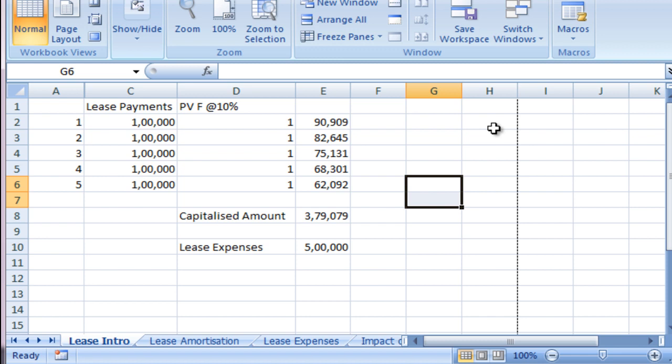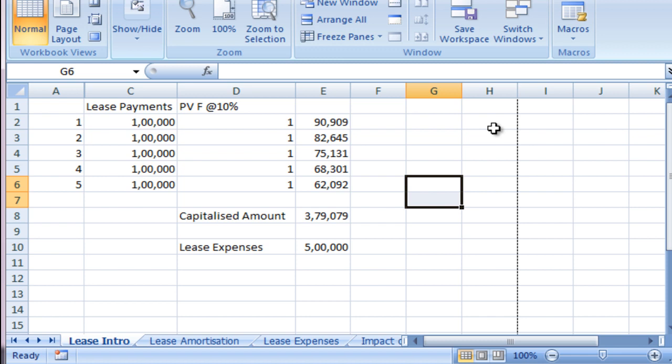So in a nutshell, there is a lease contract. The term of the lease contract is 5 years. The annual lease payment is 1 lakh or 100,000. I discounted the lease payments with a discounting rate of 10%, and I've arrived at a capitalized amount to the tune of 379,079.